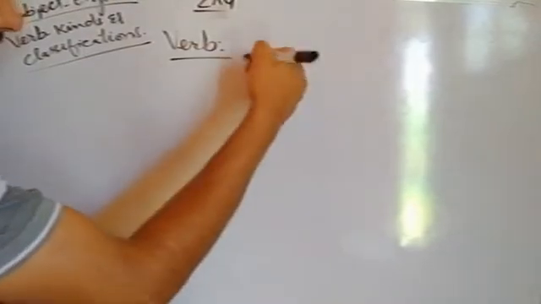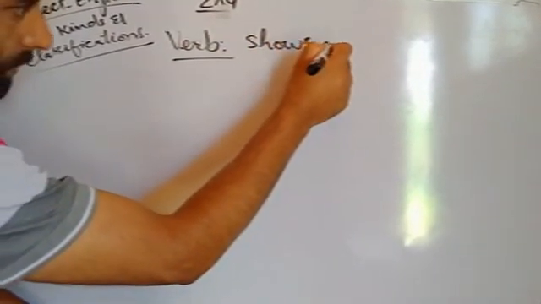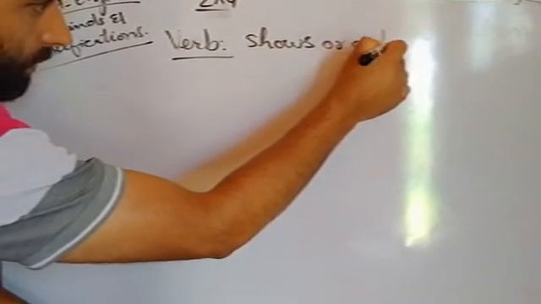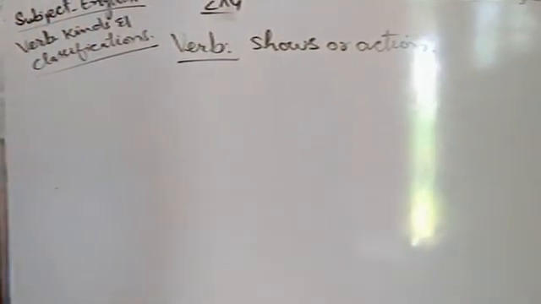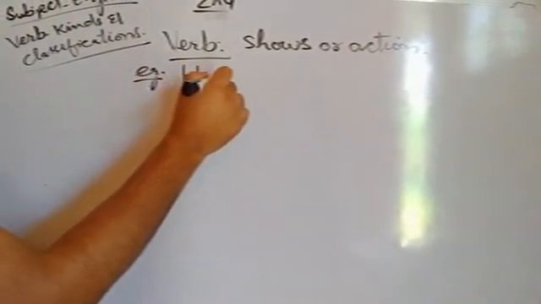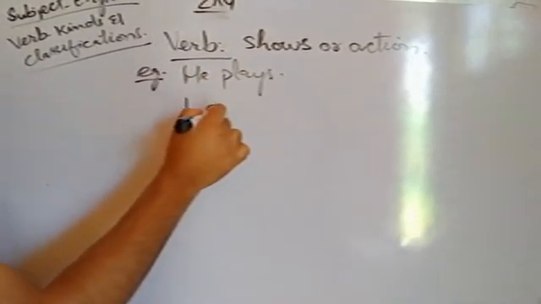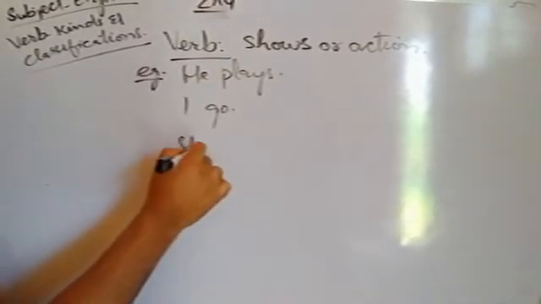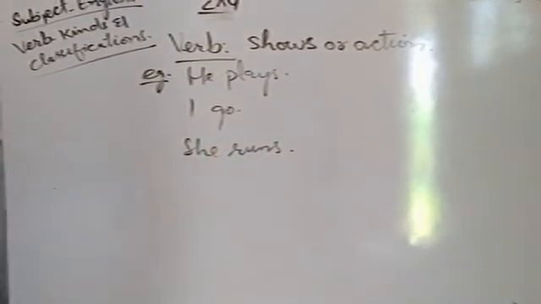Verb is a word that shows state or action of a noun. For example, he plays, I go, she runs, etc.